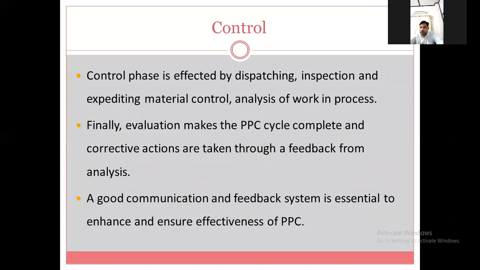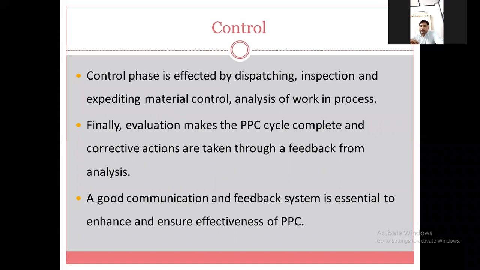Next, control. In that you can write control phase is affected by dispatching, inspection, and expediting, material control, analysis of work in progress.